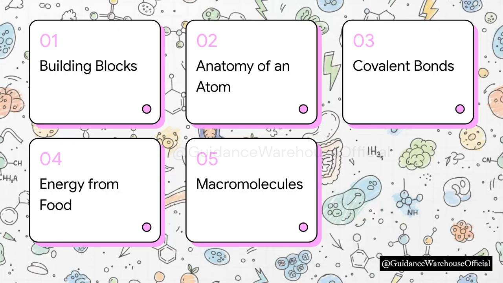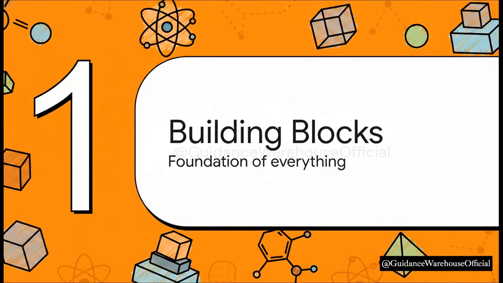Here is our agenda for today. First, we'll cover the building blocks of matter. Second, the anatomy of an atom. Third, the power of covalent bonds. Fourth, unlocking energy from food. And finally, number 5, biological macromolecules. Let's start right at the beginning with part 1.